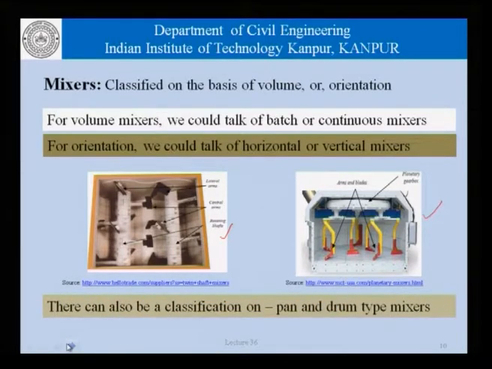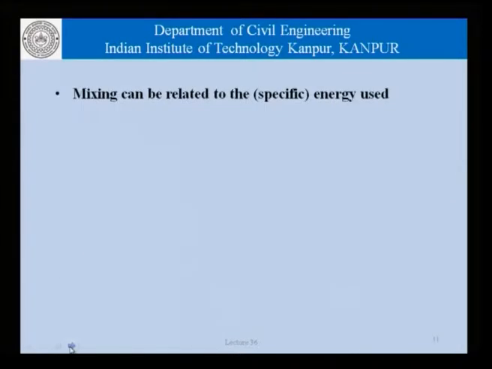We can also talk in terms of different mixers being classified in terms of whether they are pan mixers or drum type mixers. This here is a pan mixer, where one surface on which the concrete is being mixed in the mixer, or one surface of the mixer, is flat. Drum type mixers are those where the concrete is really mixed in a drum, and this mixer here, for example, is just one of the examples of drum type mixers.